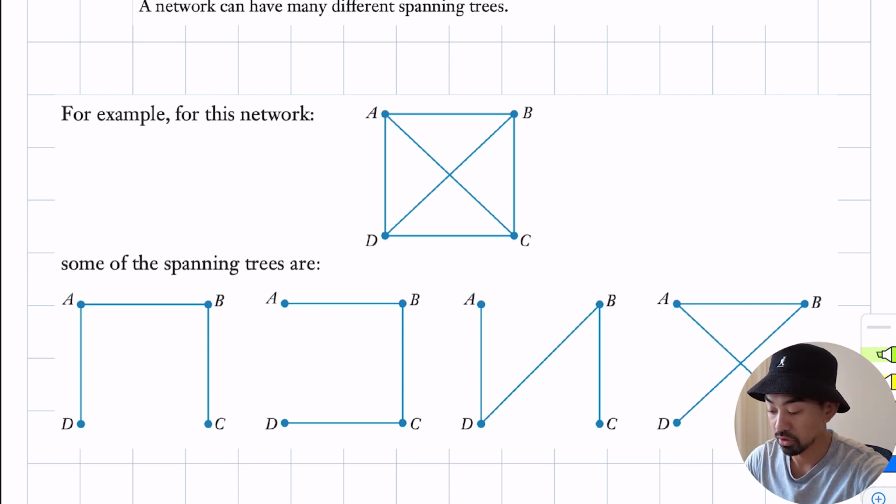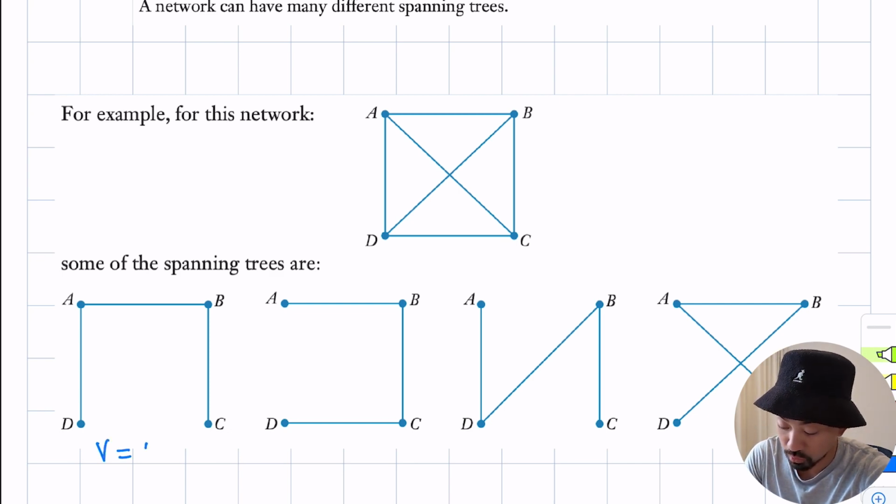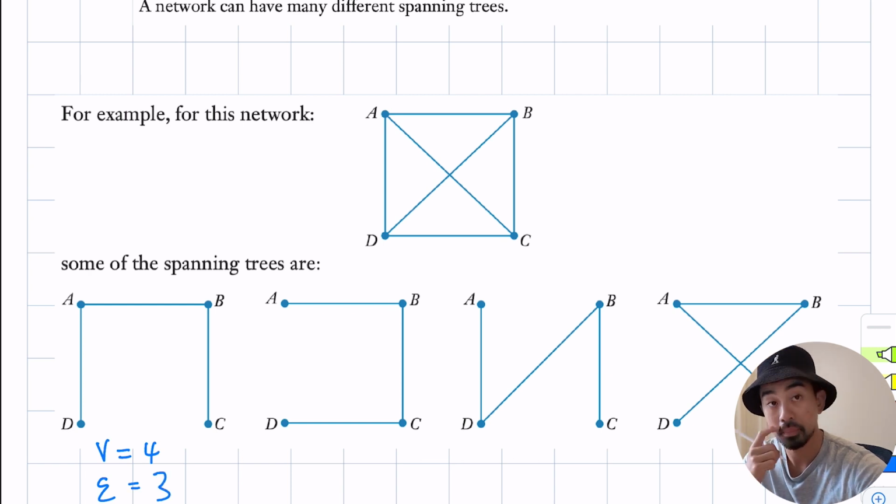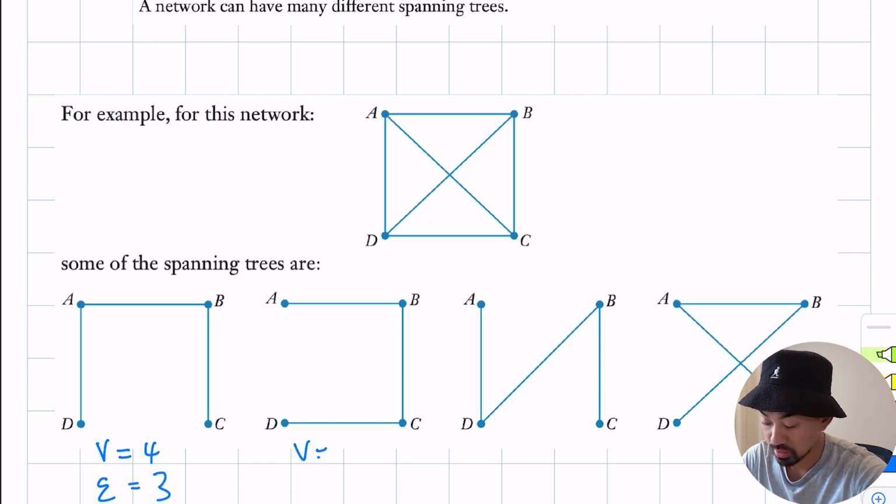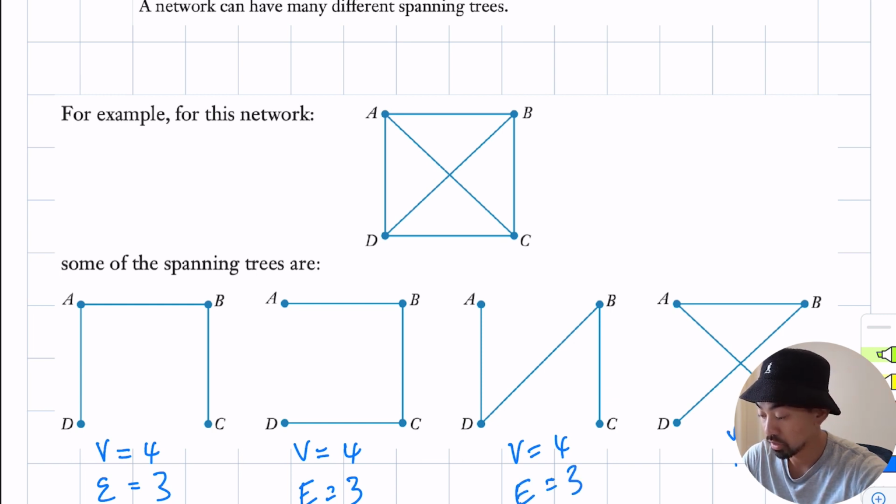Now one more thing to note here, if you have a look at how many vertices there are, let me just write down here. For vertices equals 4, and what are the edges equal to? 1, 2, 3 edges. Okay, what about this one? Vertices equals 4, and edges equals 3. So there's a bit of a pattern here, isn't there? Vertices equal 4, edges equals 3, vertices equal 4, edges here is, count them, 1, 2, 3.